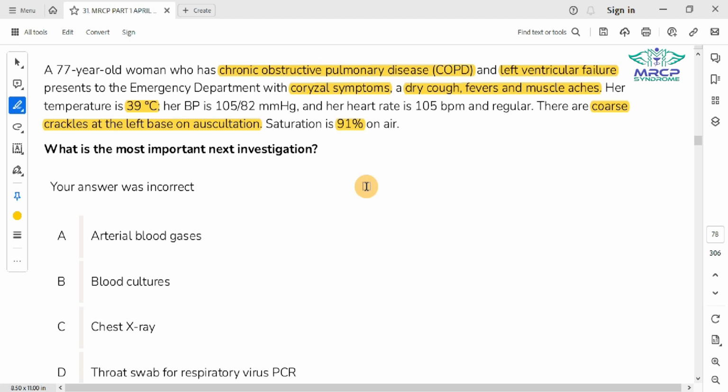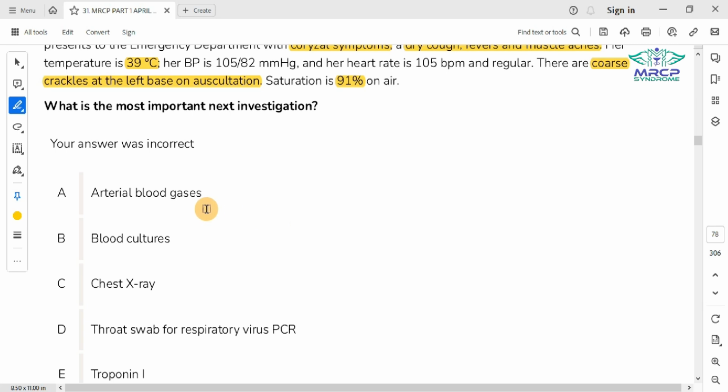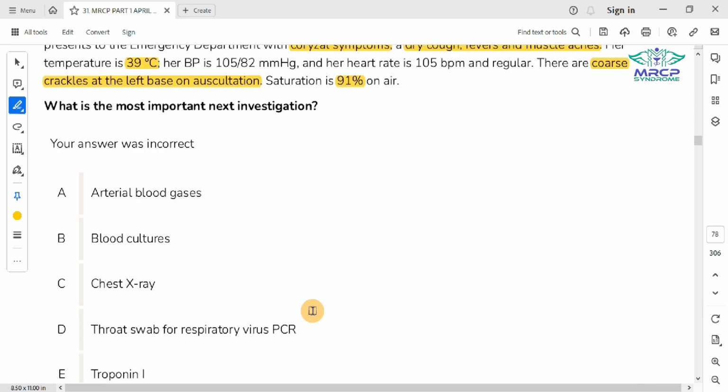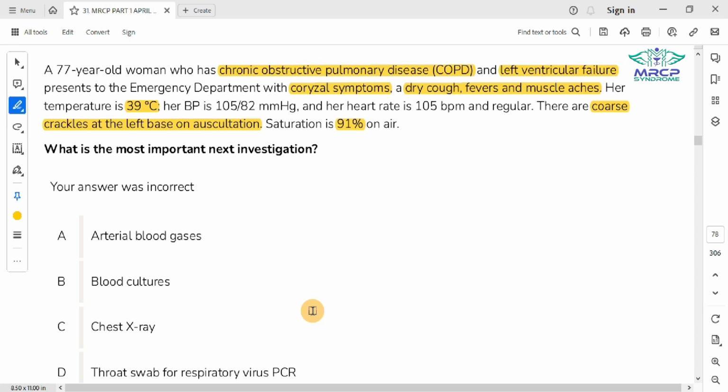But ideally, I think the ABG is more important, because not all patients have a threshold of 91. I'm saying ABG isn't the most important thing because not all COPD patients have a target of 88 to 92. But if we are ignoring the ABG, even then blood cultures are more important as compared to PCR. This is my understanding.